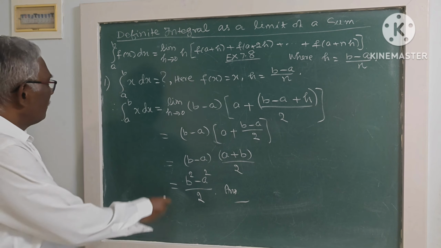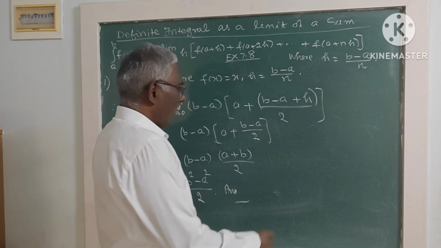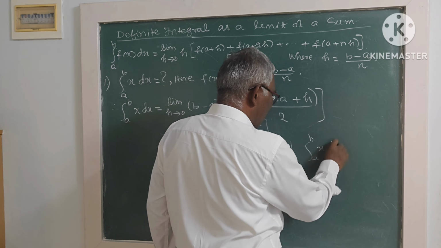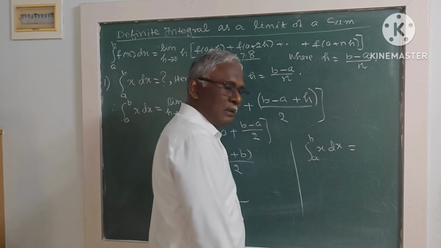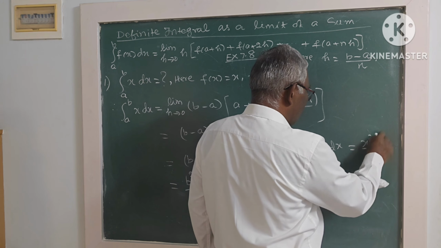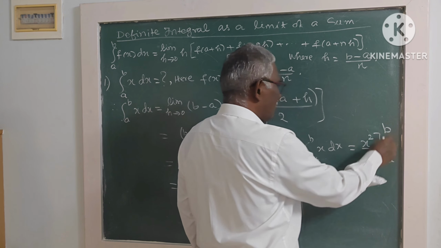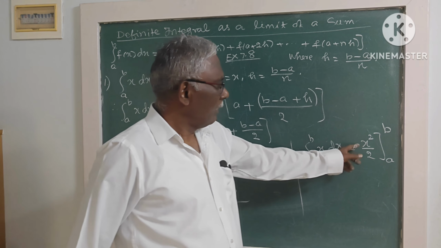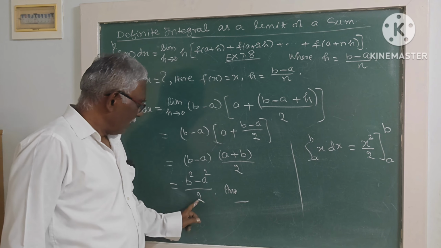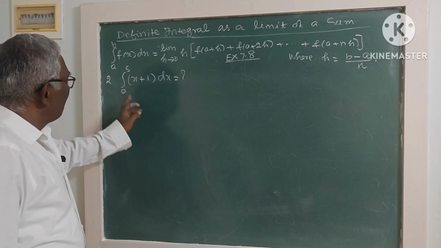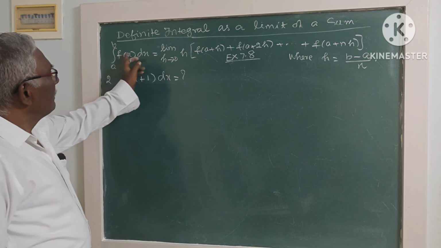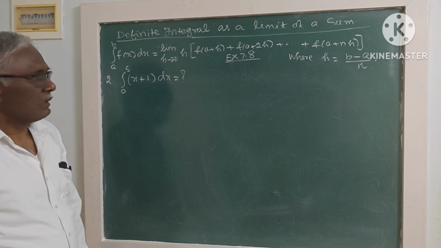Now we can check the answer. We know that integral a to b x dx is x square by 2 from a to b. So b square by 2 minus a square by 2. Compare integral 0 to 5 (x plus 1) dx with the definition of integral a to b f of x dx.